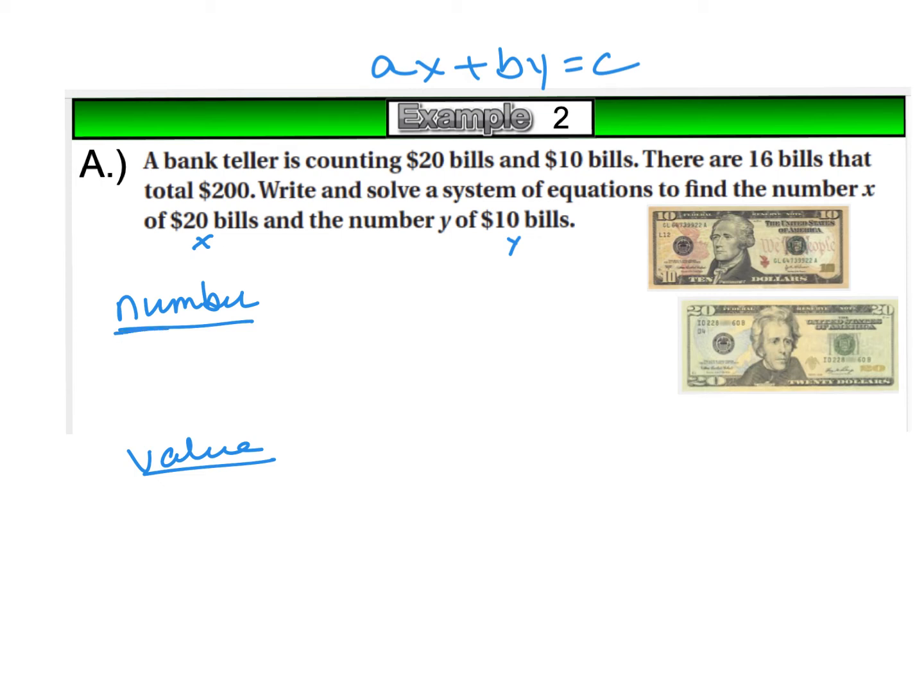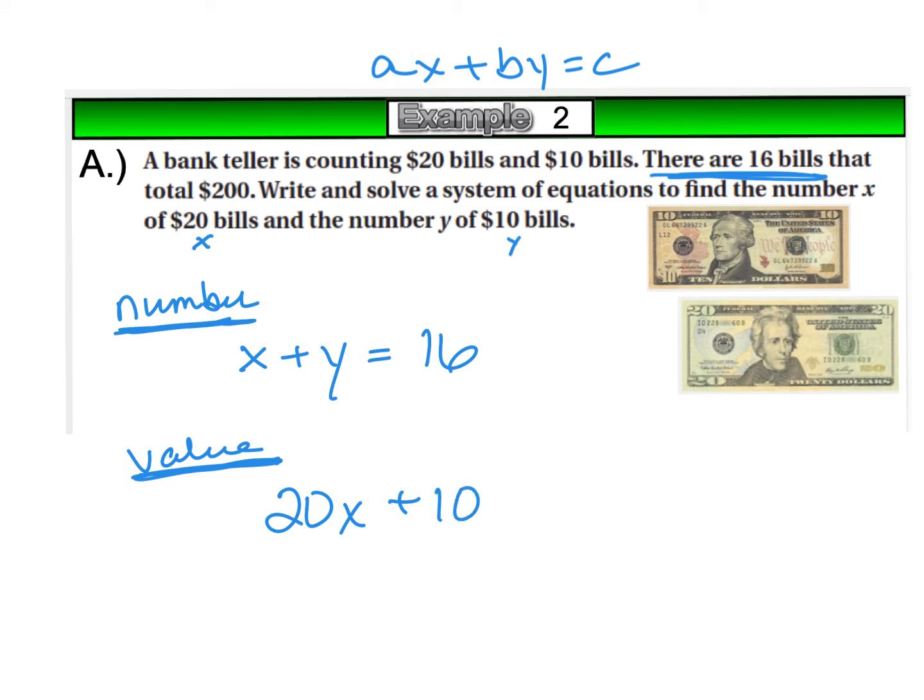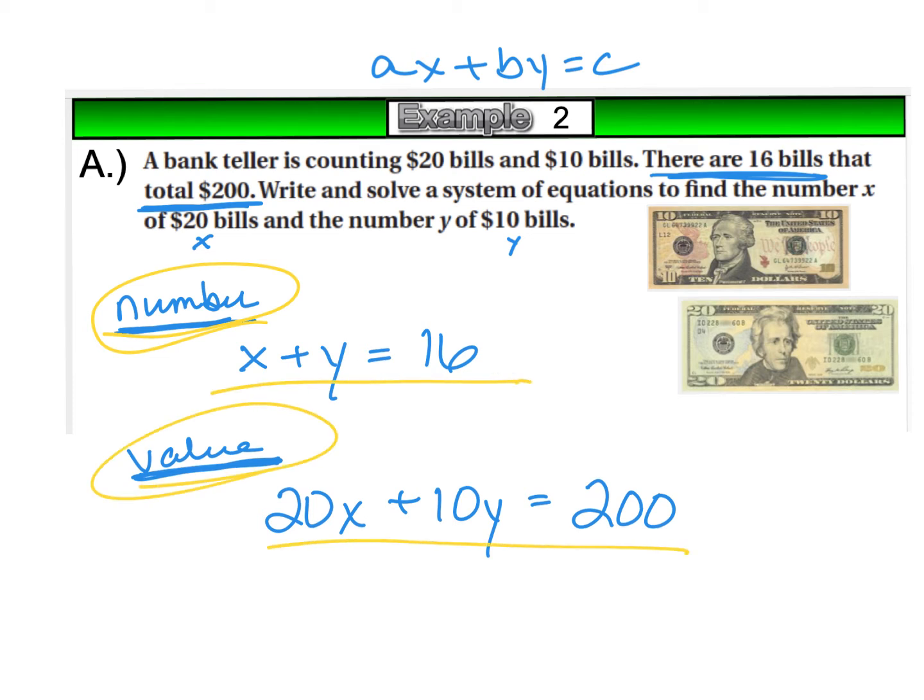So first I'm going to talk about the number of bills, not how much they're worth, just the bills. And it says there are 16 bills. So if I put my 20s together with my 10s, I have 16 total bills. That's it. The number of 20s, the number of 10s, add them together, I get 16. Now let's talk about the value. Obviously, $20 bills are 20x, $10 bills are 10y, and we have a total of $200, so that's how much the value is. So, again, we have two things. We have a number equation and we have a value equation.